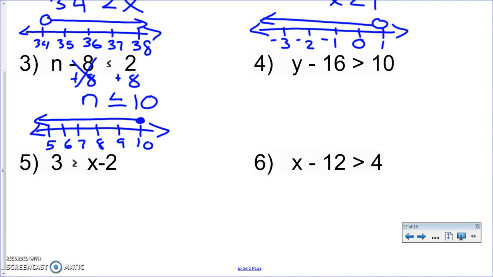Because n is less than or equal to 10, the arrow goes to the left, and because it could possibly be equal to 10, we fill in the circle. For 4, we have y minus 16 is greater than 10. To get rid of the minus 16, we're going to add 16 to both sides.